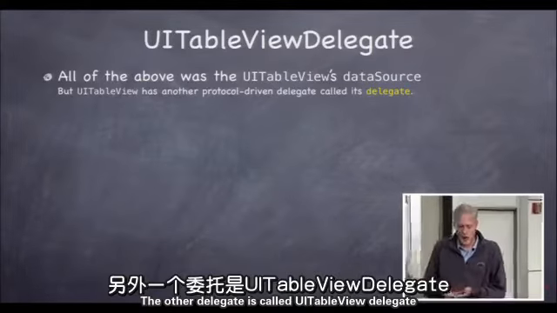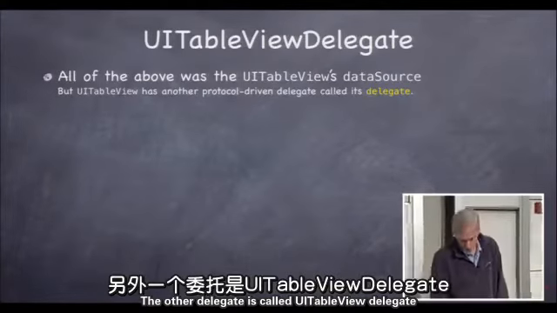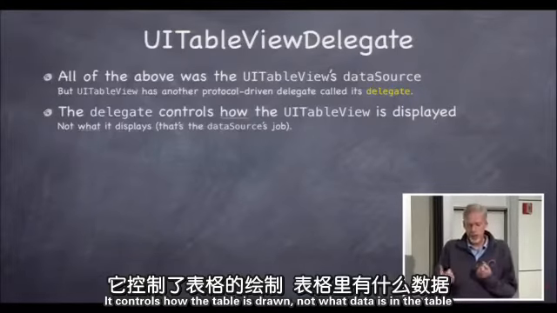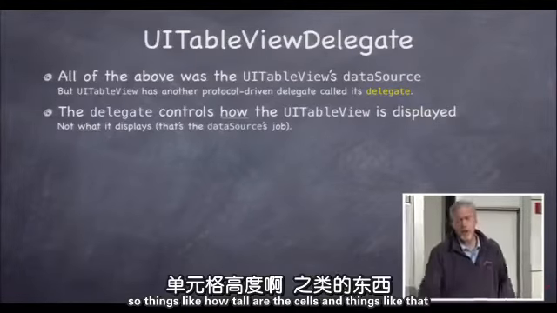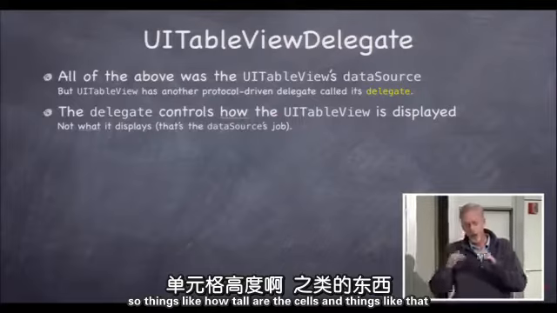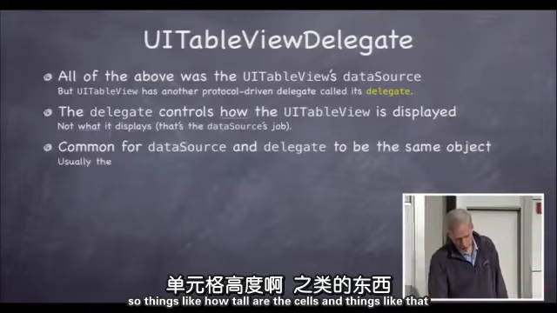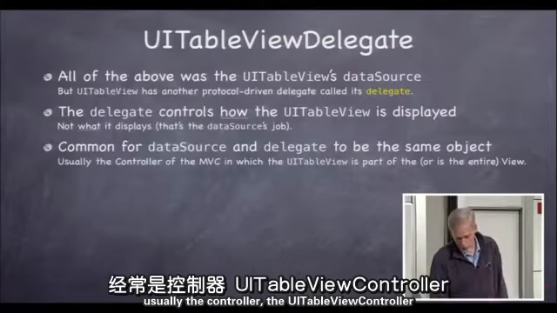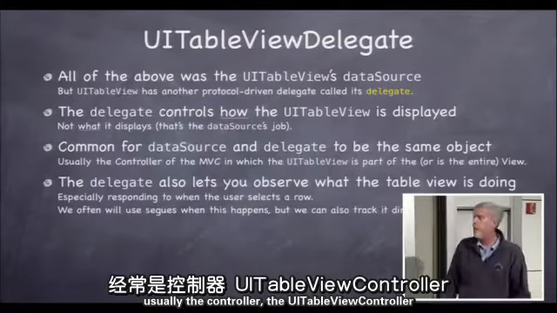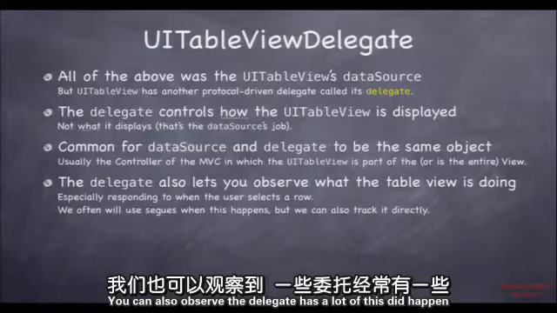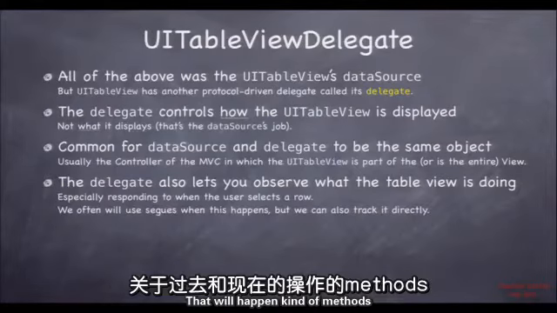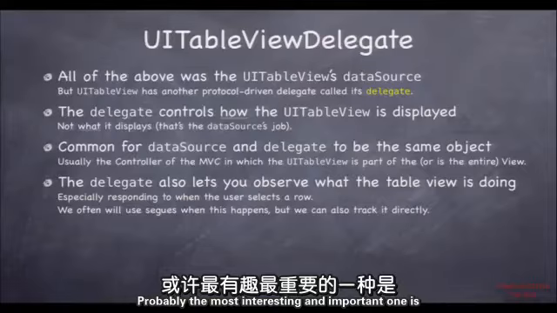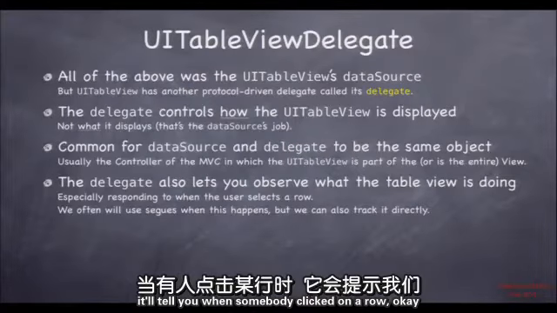The other delegate is called UITableViewDelegate. It controls how the table is drawn, not what data is in the table, but how it's displayed. So things like how tall are the cells and things like that. It's common for the data source and delegate to be the same object, usually the UITableViewController. The delegate has a lot of did-happen, will-happen kind of methods that we've seen in other delegate protocols. Probably the most interesting and important one is it'll tell you when somebody clicked on a row.